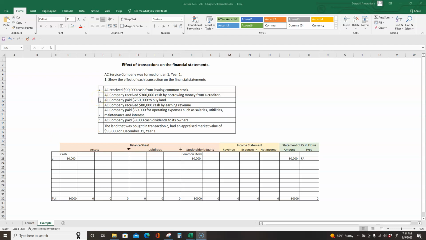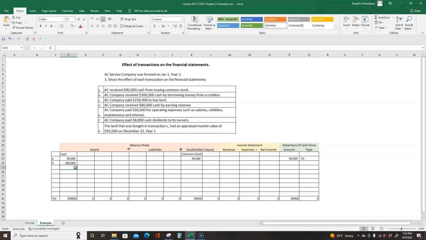For transaction B, it says AC company received $300,000 cash by borrowing money from a creditor. So let's see how that transaction affected the balance sheet. We know that when the company received cash, our cash increases. So we're going to increase cash by $300,000.